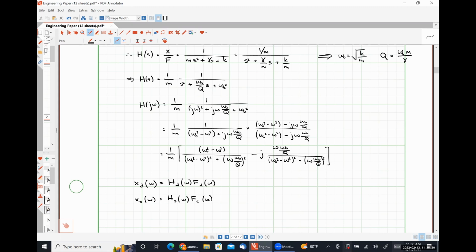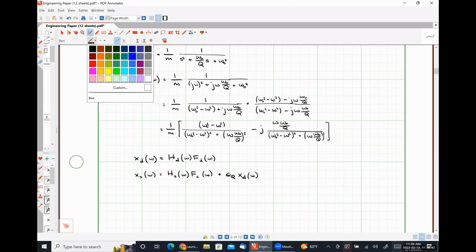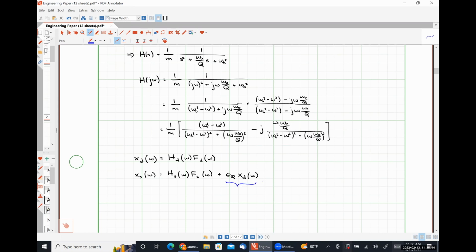We're going to add another term to this that we're going to talk about on Wednesday. We are also going to have epsilon sub Q times X_D as a function of frequency. Okay, so this term here represents what's called quadrature error.